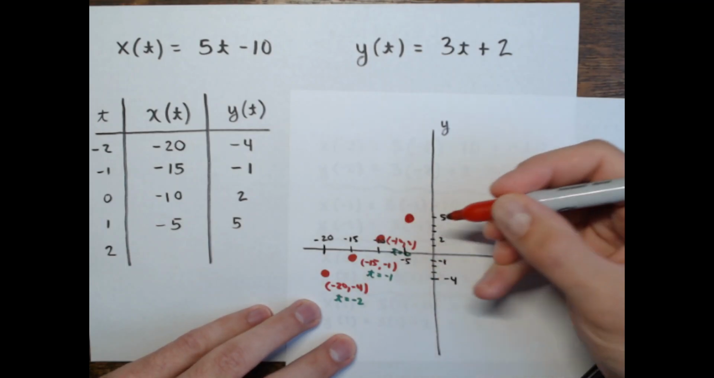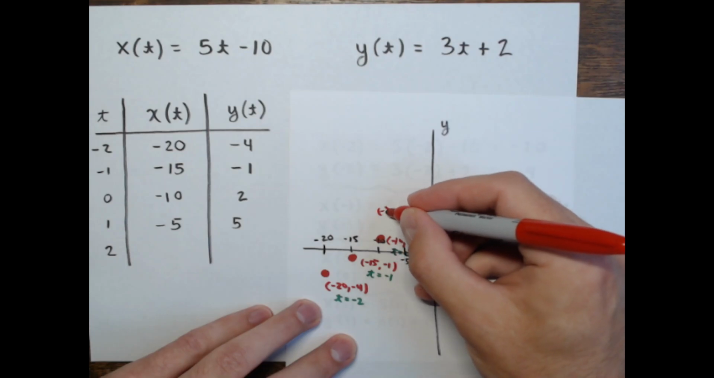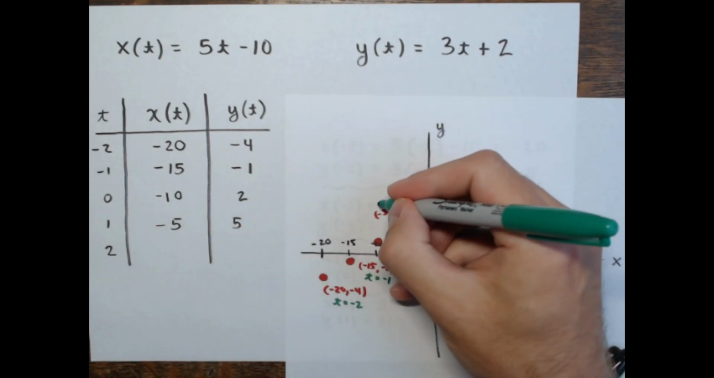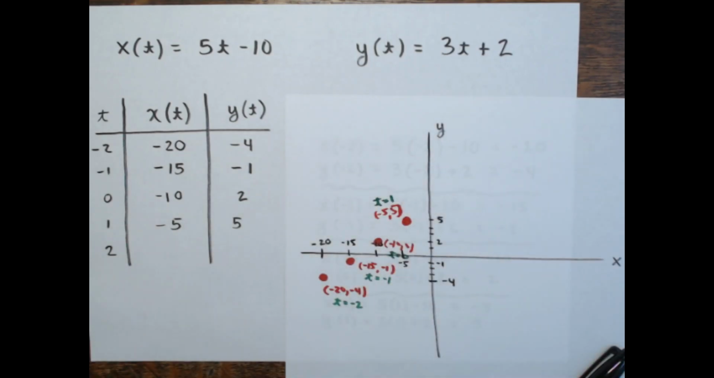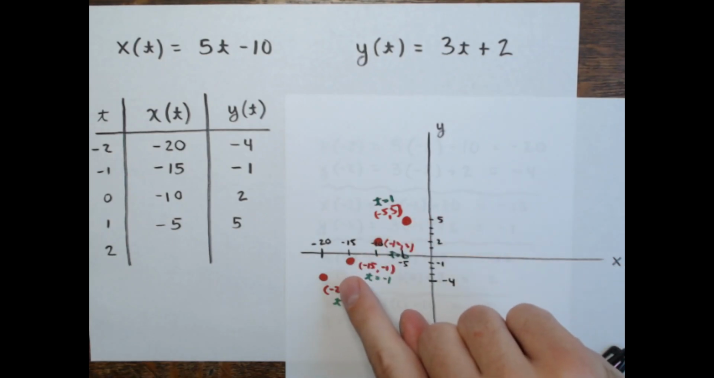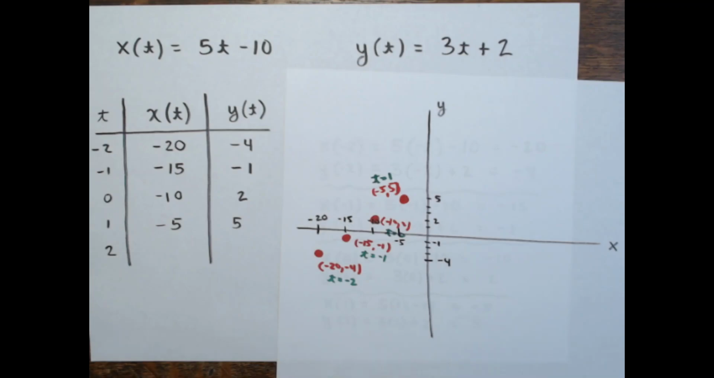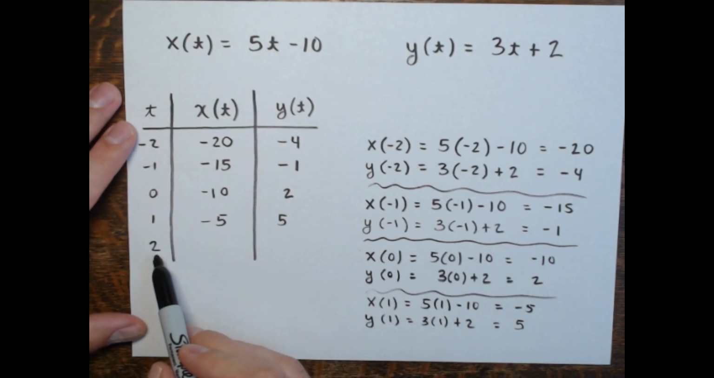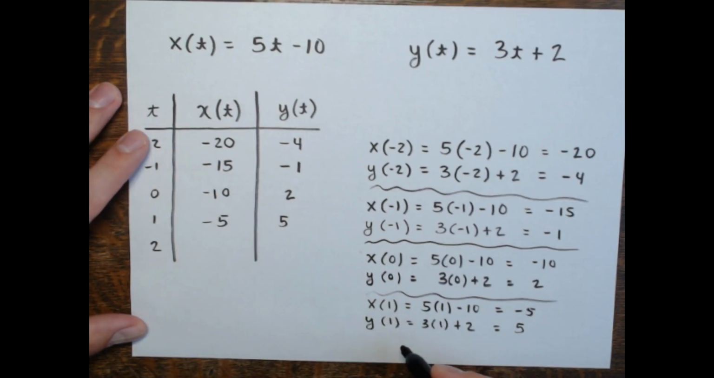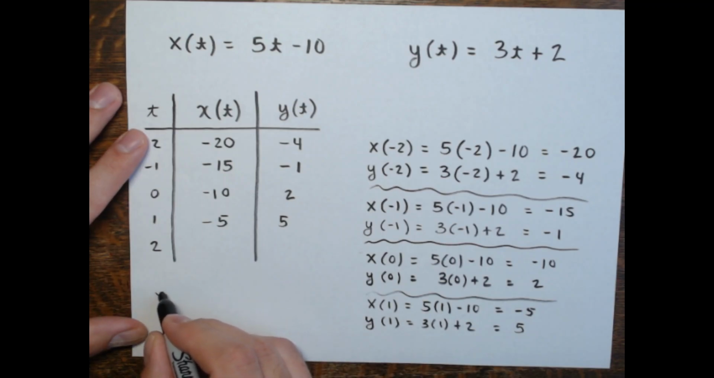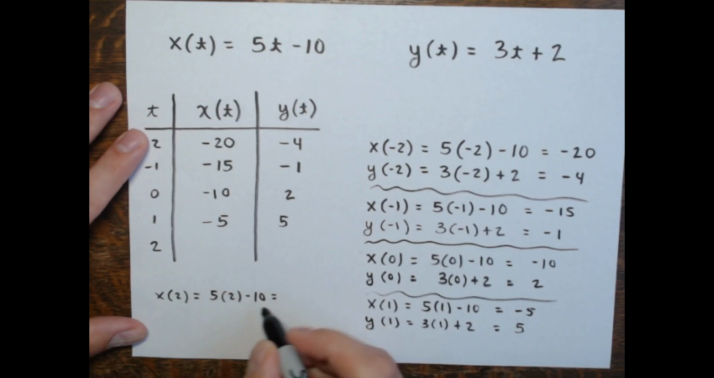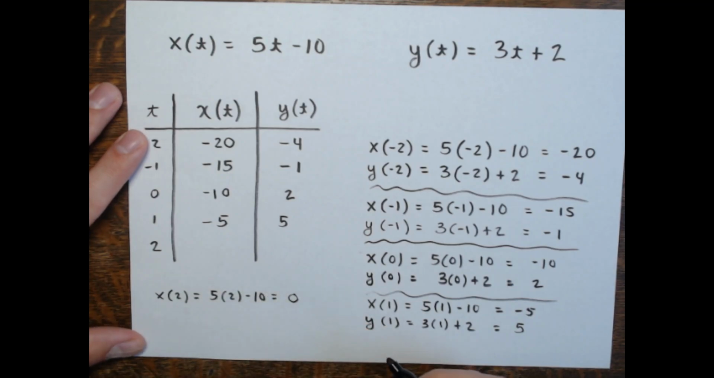We're at this location on the xy plane, -5, 5. And this is when t equals 1. Still following a nice straight line pattern, it looks like. And then finally, for this problem, when t equals 2, the value of x at 2 is 5 times 2 minus 10, which is 10 minus 10, or 0.